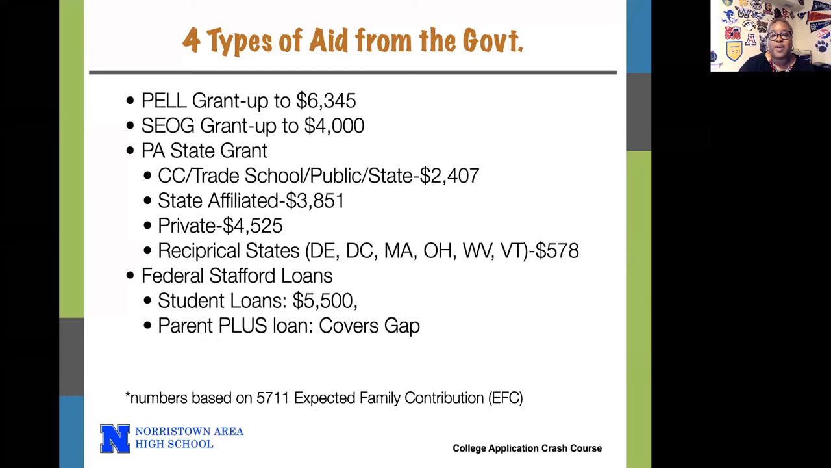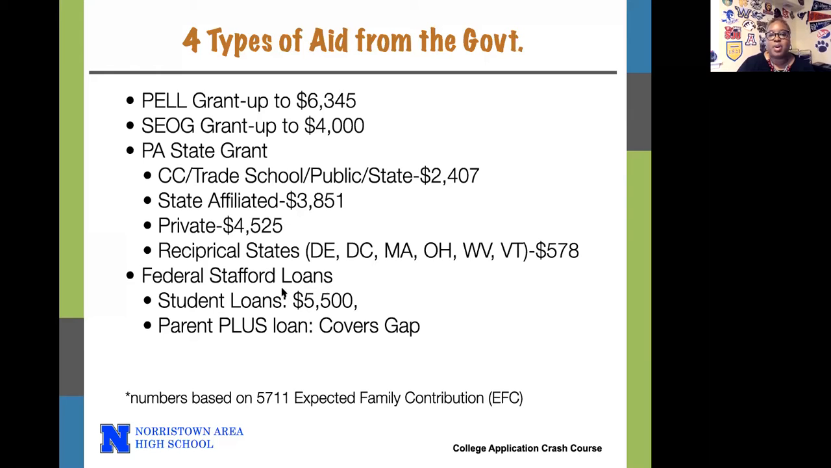Now, we do have a few states that we have a relationship with: Delaware, DC, Maryland, Ohio, West Virginia, and Vermont, and you will get a maximum of $578. So I'm not telling you to not go out of state. I'm just saying that you need to be informed. Now, there are some colleges that do try to compensate and give out-of-state people a little bit more money, but colleges really make some of their money off of out-of-state students. So that could go either way. So just keep that in mind, okay?